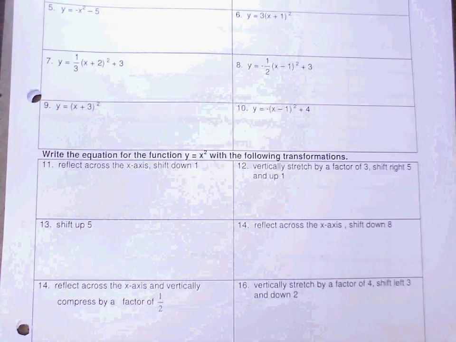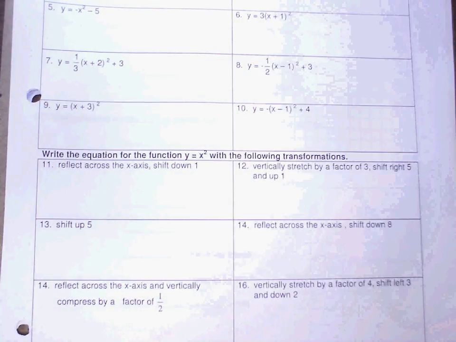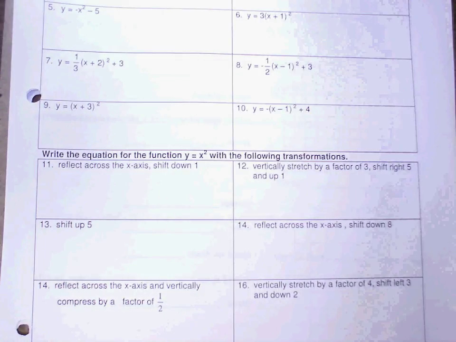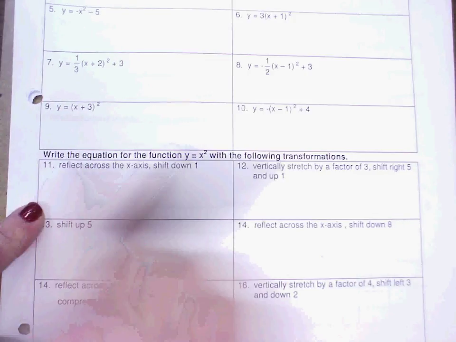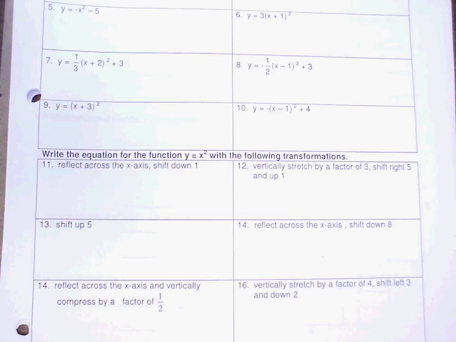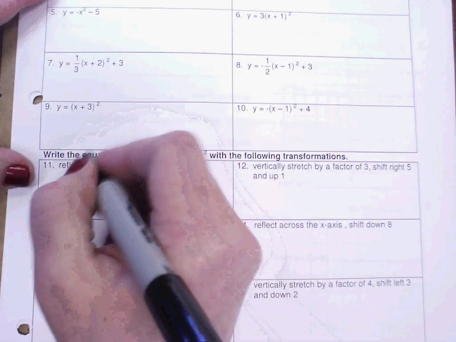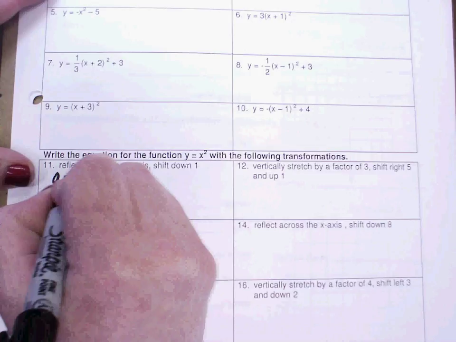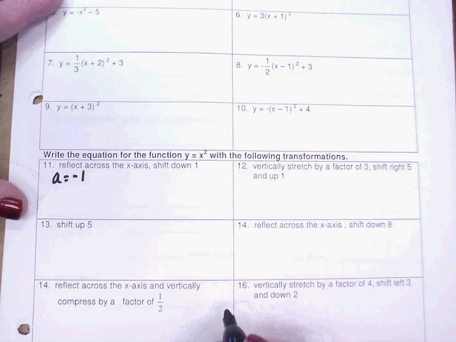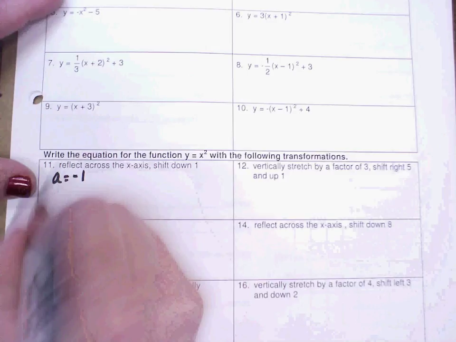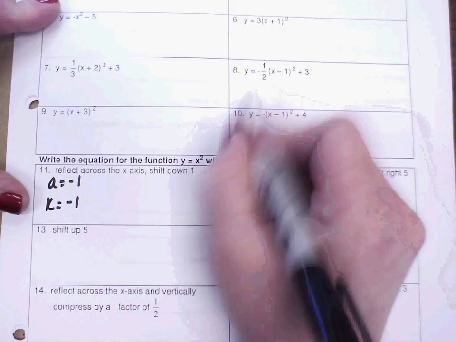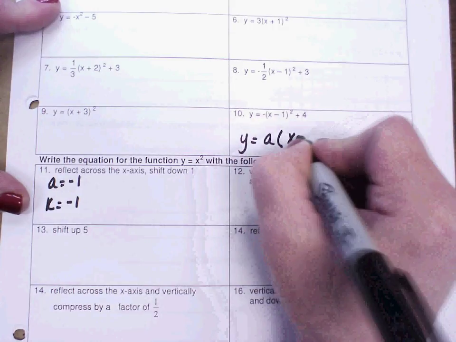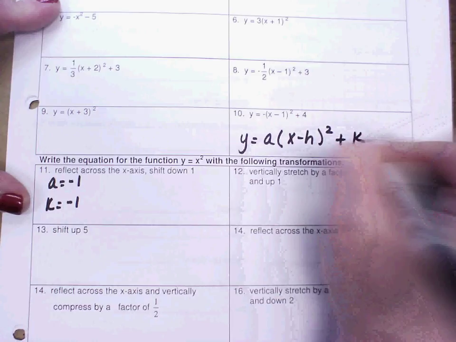We're going to write down the equation, in vertex form, of a parabola, of a quadratic that has gone through those transformations. Okay, so reflect across the x-axis. What would that do? A equals -1, and then a shift down. What will that affect? My k, which would be -1. And then I'm going to go to my vertex form.